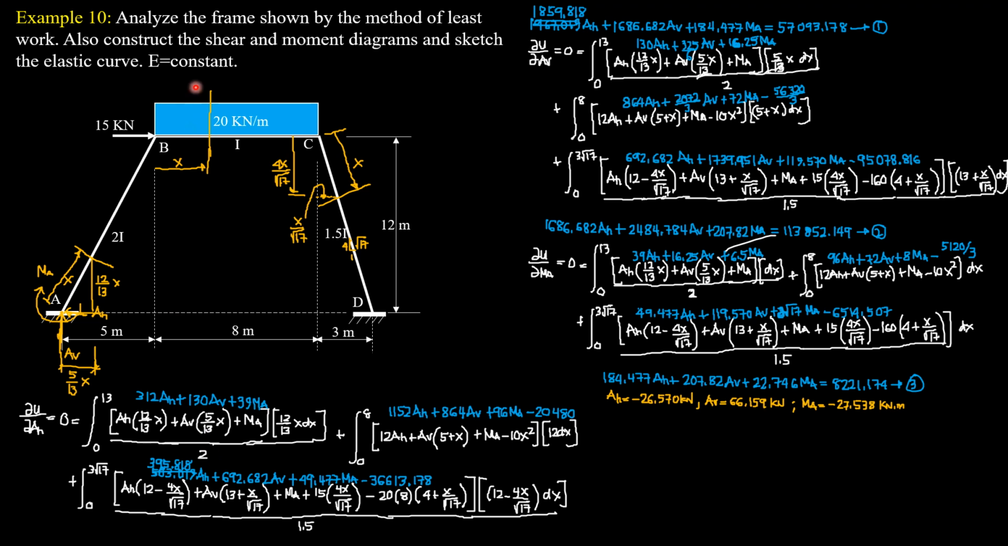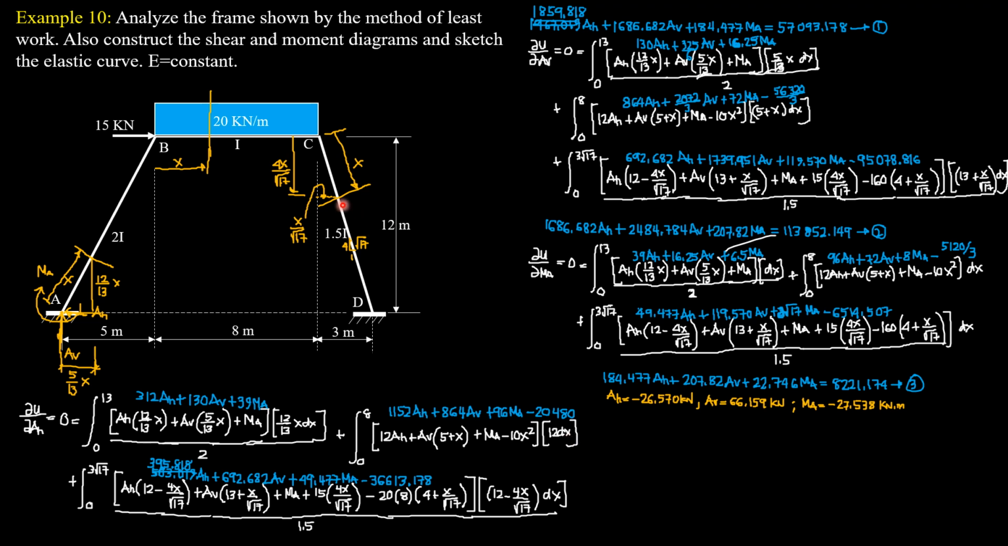For the next section here, the moment equation is AH times 12, or 12 AH, plus AV quantity 5 plus x, plus MA, then minus the moment of this loading, 20 times x over 2, or 10x squared. So minus 10x squared. The derivative of this moment equation with respect to AH is 12, so 12 dx.